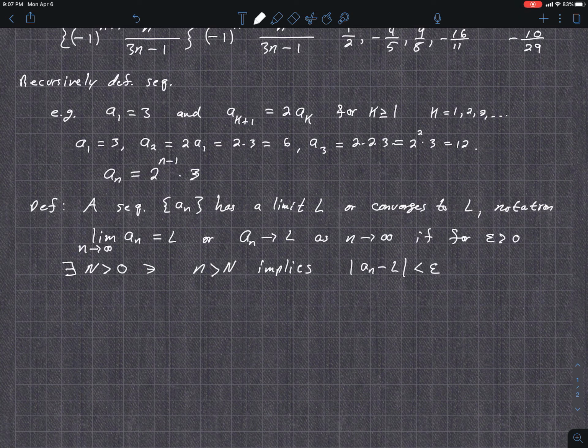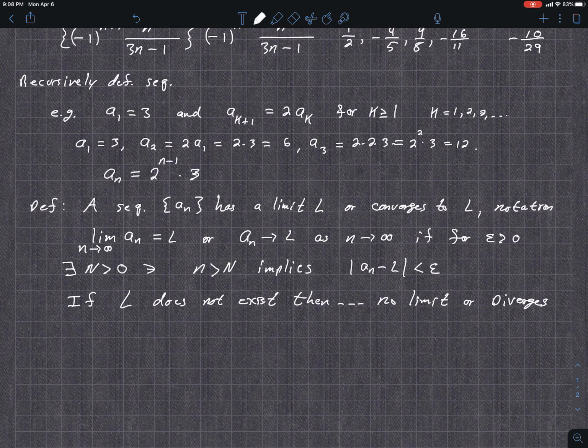All right, so that's what you get if it has a limit. If the limit doesn't exist, so if L does not exist, we say it has no limit, or we say it diverges. So let's just write that down. If L does not exist, then we say no limit, or we say it diverges.